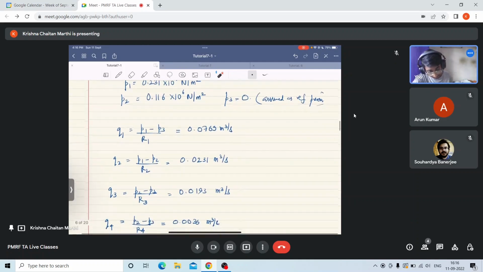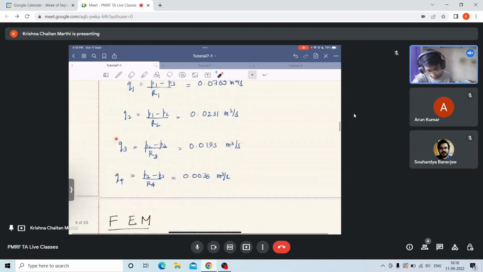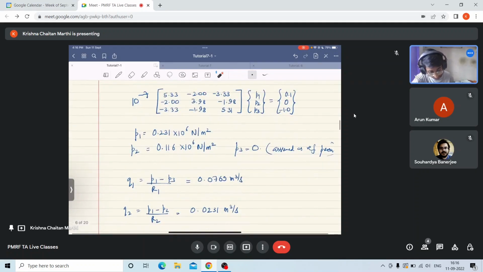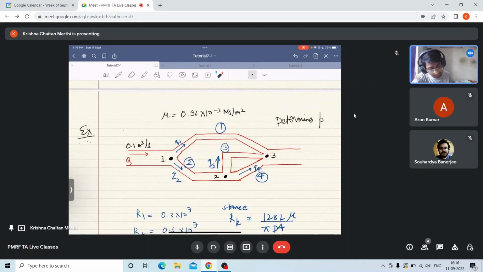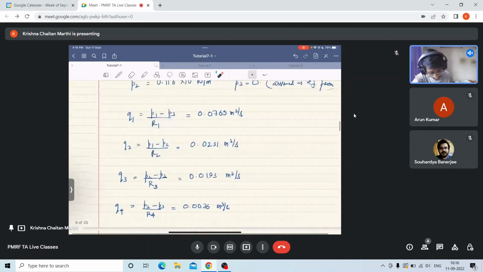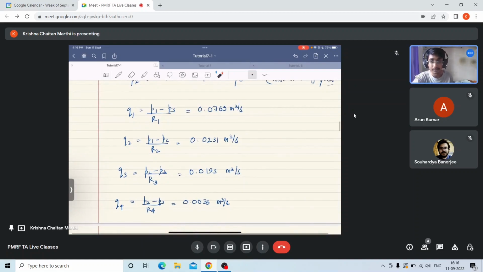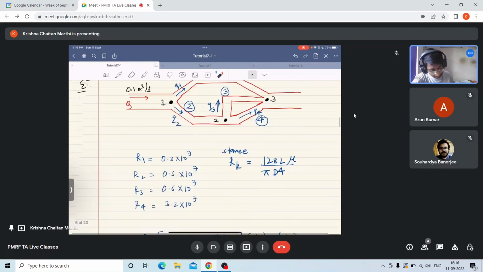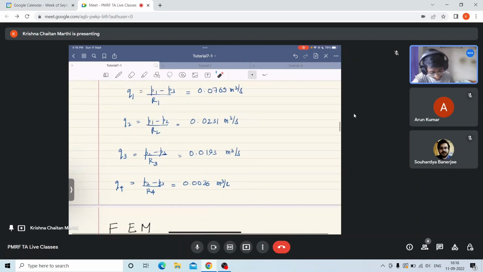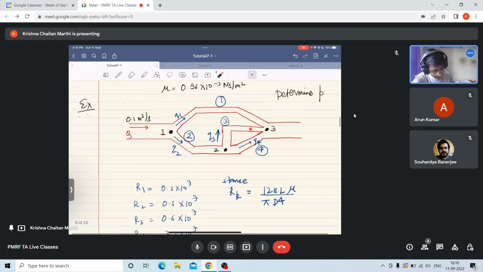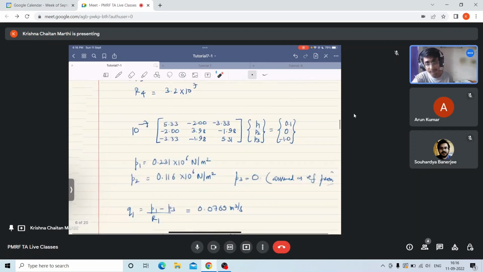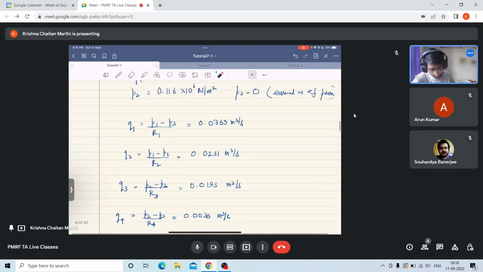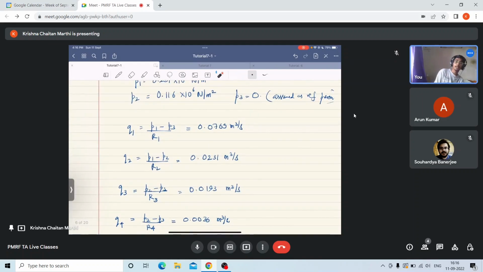Now I can also find the values of Q1, Q2, Q3, Q4. So what is my Q1? Basically my Q1 is P3 minus P1 divided by the resistance R1. Similarly, what is my Q2? It is P1 minus P2 divided by R2. And Q3 is P2 minus P3 divided by R3, and Q4 is P2 minus P3 divided by R4. So by substituting these values, I get the values of Q1, Q2, Q3, Q4.